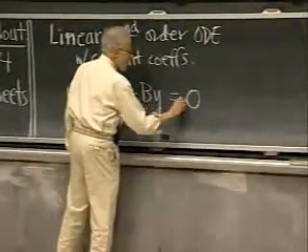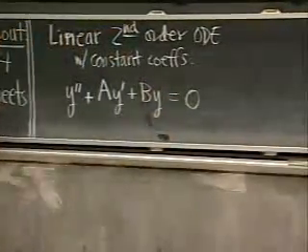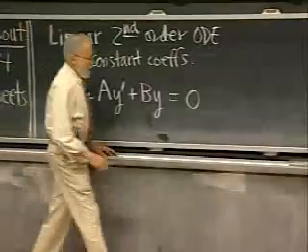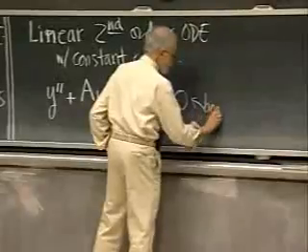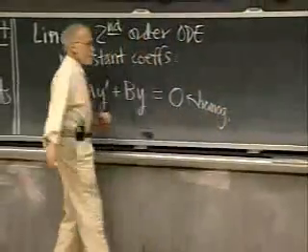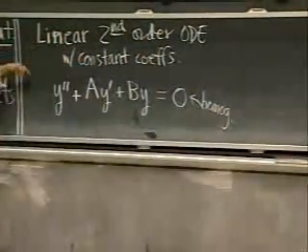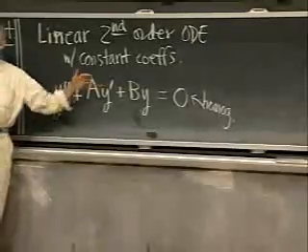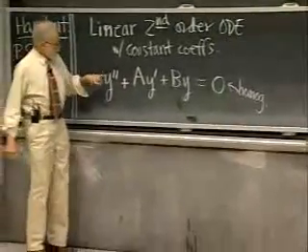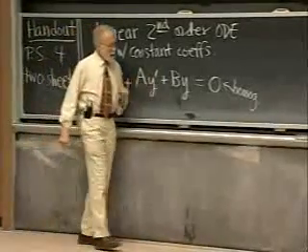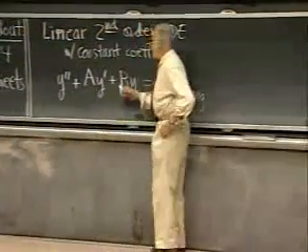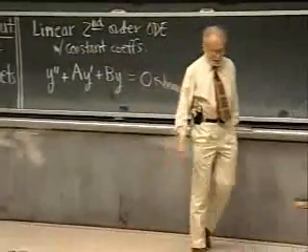I'm going to assume for today that the right-hand side is 0, so that means it's what we call homogeneous. The left-hand side must be in this form for it to be linear. It's second order because it involves the second derivative. These coefficients A and B are understood to be constant because I said it has constant coefficients.